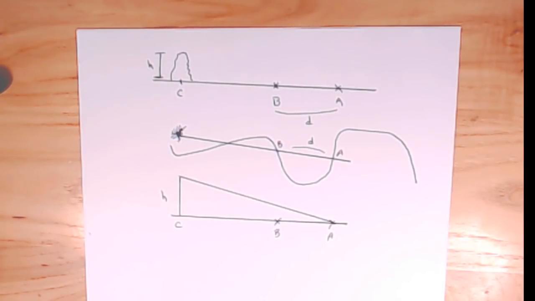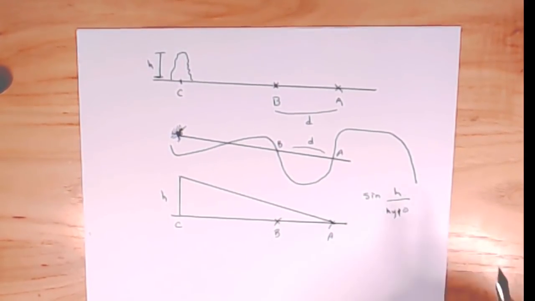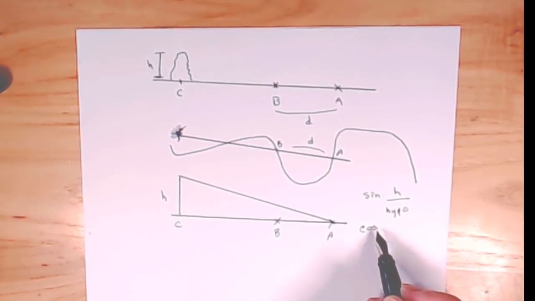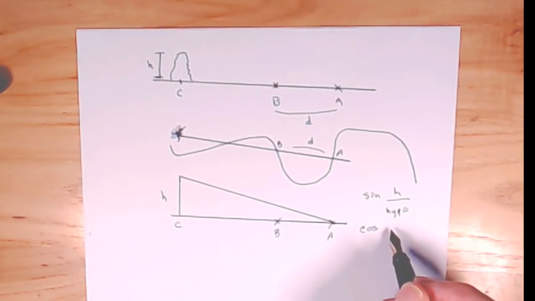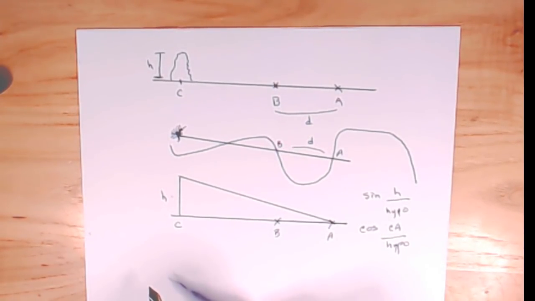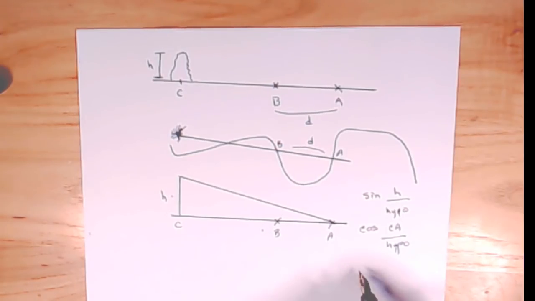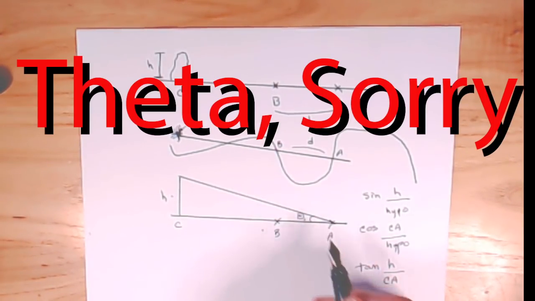In trigonometry, we've got a couple of different functions. We have sine, we have cosine, and then we have one called tangent. So the sine would be h over the hypotenuse. The cosine is this base, which is CA, over the hypotenuse. Then we have something called the tangent, which is the opposite side over the adjacent side. So the tangent equals h over CA for this angle right here, and we're going to call this omega 1.